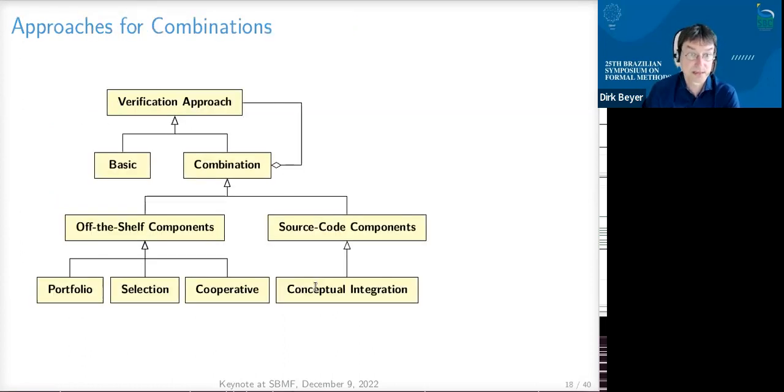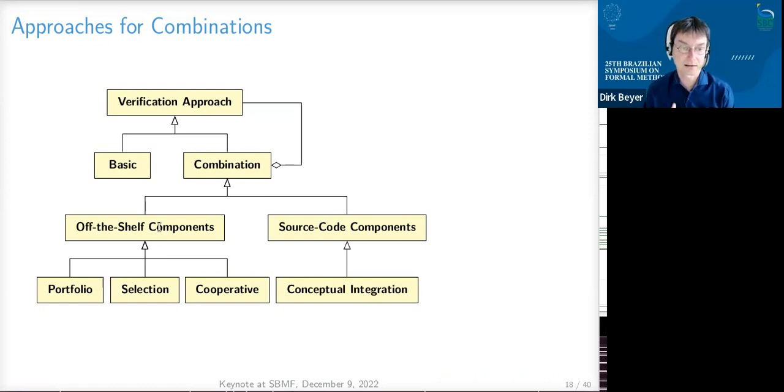What are the combinations that we can have? I tried to classify the combinations into these four categories here. First, let's look. A verification approach can be a basic one or a combination that consists of other verification approaches, right? And then the combinations, I want to partition them into two kinds. One kind of combination is working on the source code level. So it uses source code components and puts them together by extending existing components. Whereas off-the-shelf components means that I use components, but I do not change them.